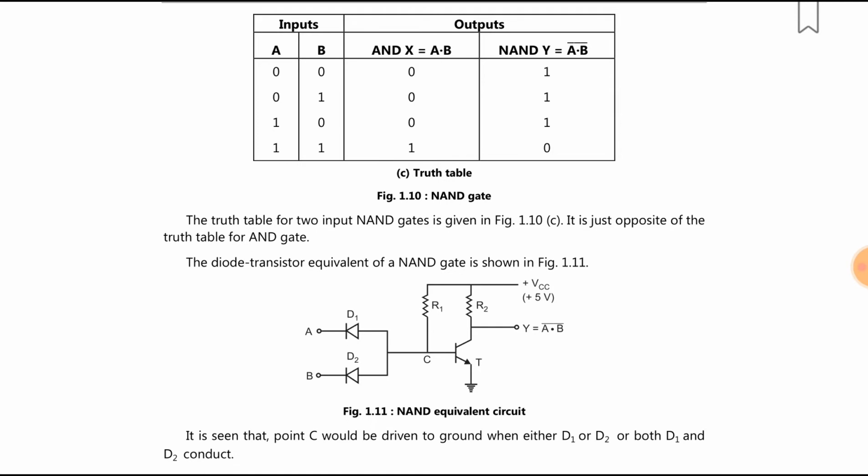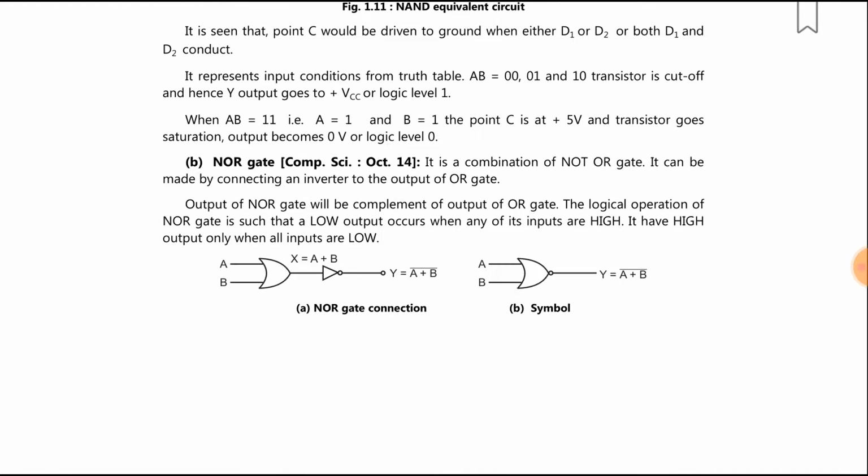You just see, when both inputs are 0 0, output is 1. For 0 1, output is 1, for 1 0, output is 1, but when both inputs are 1 1, output is 0. So it is exactly the opposite of an AND gate. Now it can be realized using two diodes and one transistor.